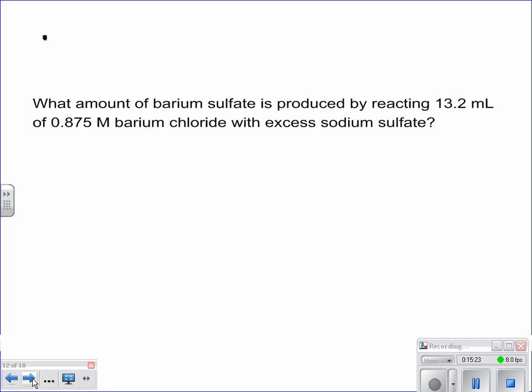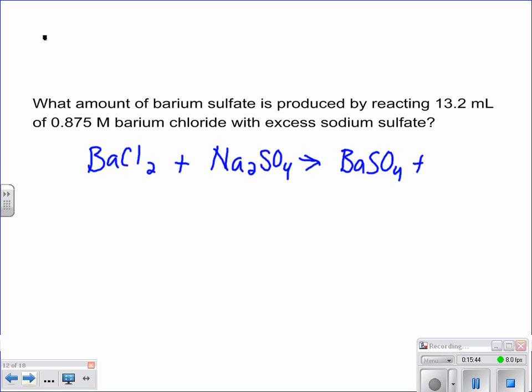So this is our last example that we have that's just stoichiometry without adding any new stuff in there. It says, what amount of barium sulfate. Again, this is going to be that same reaction. So we're starting with our barium chloride plus sodium sulfate, and we get barium sulfate plus sodium chloride, and there it is balanced.